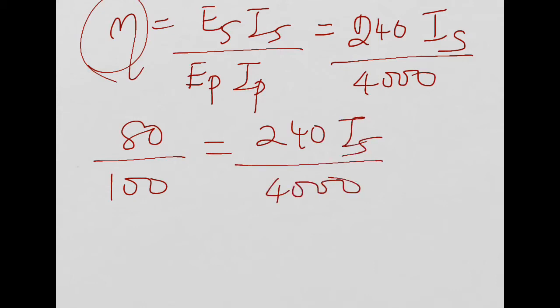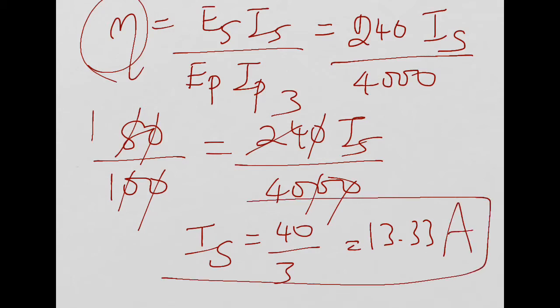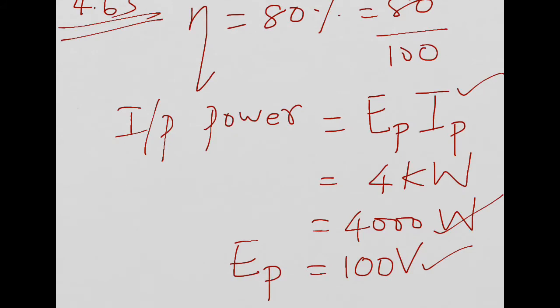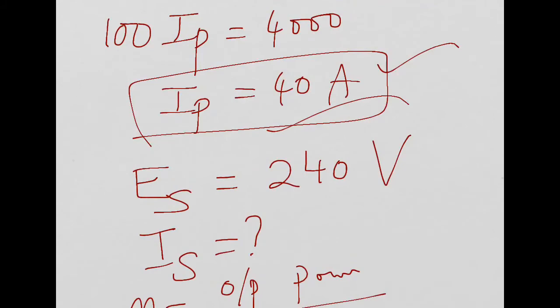I'm going to cancel off a 0 with a 0 here. Cross multiplying, I'm going to get IS as 40 by 3, which is 13.33 amps. So I got the secondary current also. Already we have got the primary current as well. Over. Thank you.